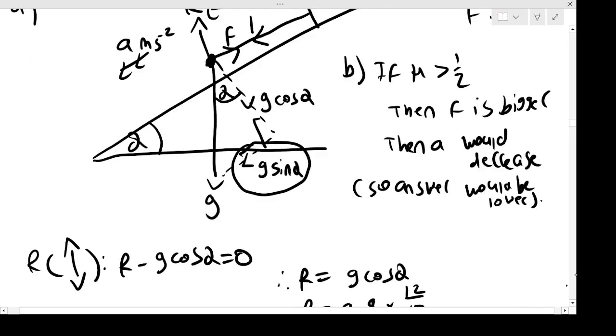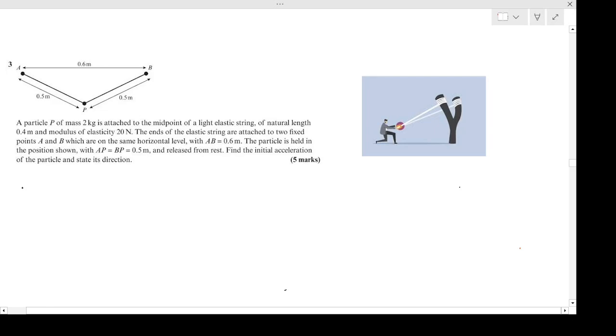Okay, so we've got this question here. So here we're told a particle P of mass 2 is attached to the midpoint of a light elastic string of natural length 0.4, modulus of elasticity 20. The ends of the string are attached to two fixed points A and B on the same horizontal level with A being 0.6. Again, they tell us basically everything in the diagram here.